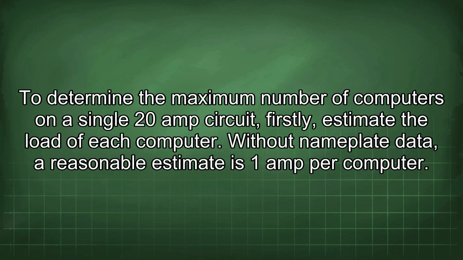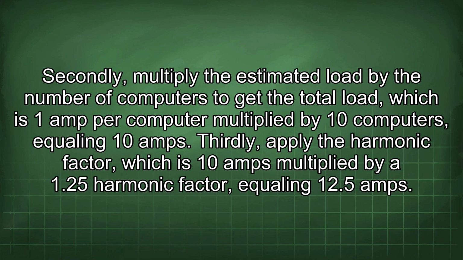To determine the maximum number of computers on a single 20 amp circuit, firstly, estimate the load of each computer. Without nameplate data, a reasonable estimate is 1 amp per computer. Secondly, multiply the estimated load by the number of computers to get the total load, which is 1 amp per computer multiplied by 10 computers, equaling 10 amps. Thirdly, apply the harmonic factor, which is 10 amps multiplied by a 1.25 harmonic factor, equaling 12.5 amps.